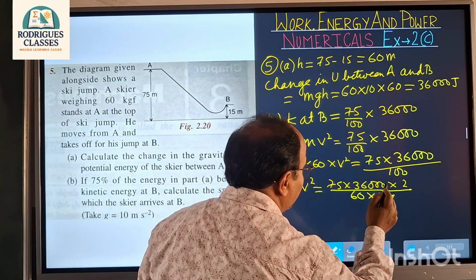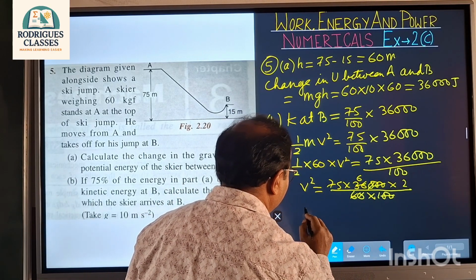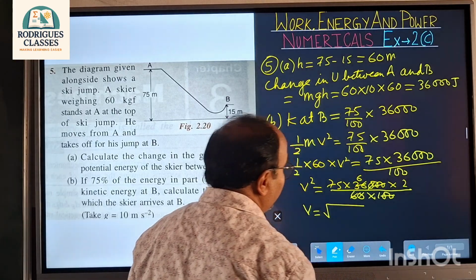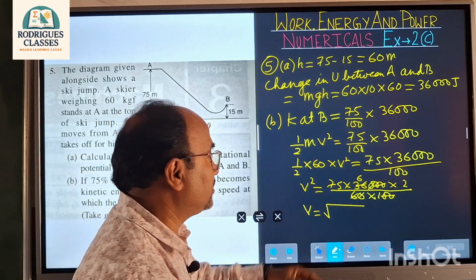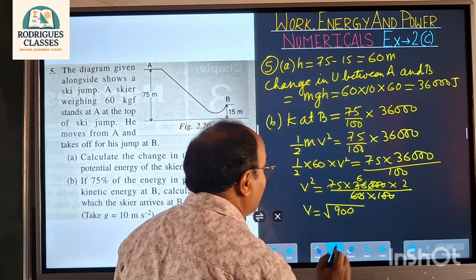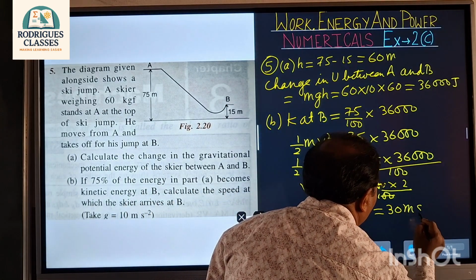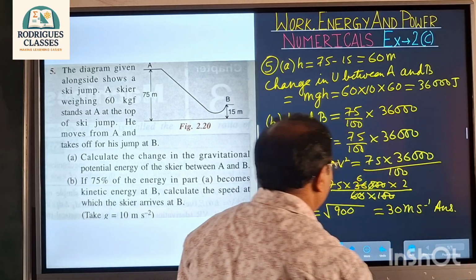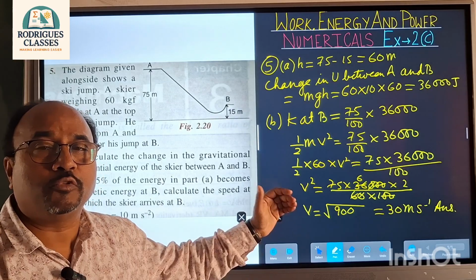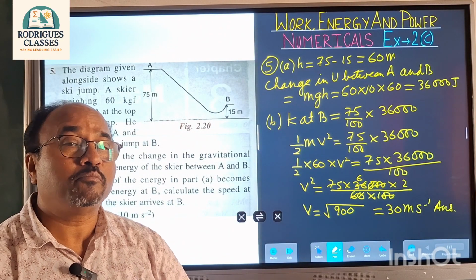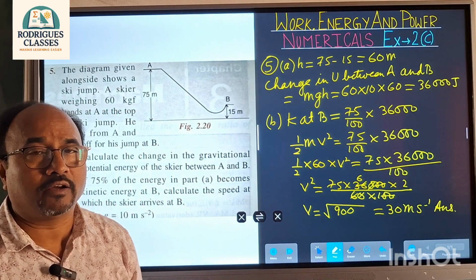I will just cancel this 20 here, 10 cancelled. I can cancel this 6, 6 is 36. So I will be getting v square equals 75 into 2 will give me 150, and 15 times 6 is 90, and a 0 of 150. So root 90 is 30. So I will get the speed of the skier at the point B to be 30 meter per second. Hope you have understood that some part of the energy gets converted, and if it is given in percentage, how to relate and find it out.